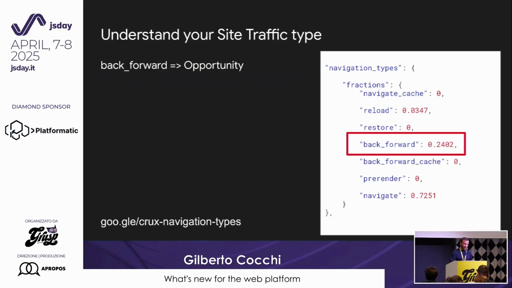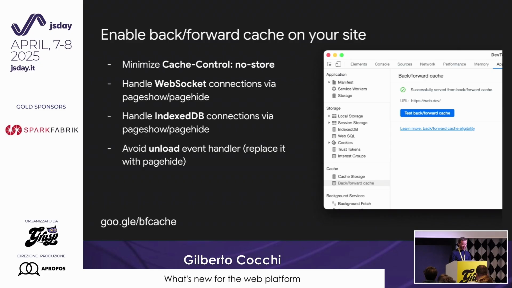The second aspect I wanted to mention about web performance is how to understand your site traffic. Before, I mentioned navigation types, which come from CrUX. If you go on CrUX, you find data about this expressed in percentages. So if you see on your website a high number in back forward and a really low number, maybe 0, on back forward cache, that is an opportunity. It means that you have back forward traffic on your site and no cache. It means that the browser is not able to help you restore your application state as much as it could. So I think it's in your interest to make BF cache work across browsers.